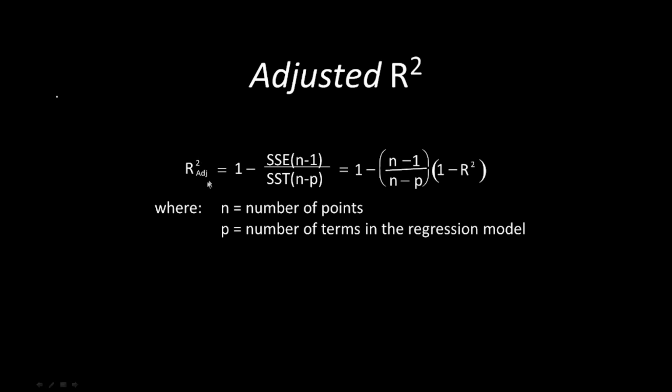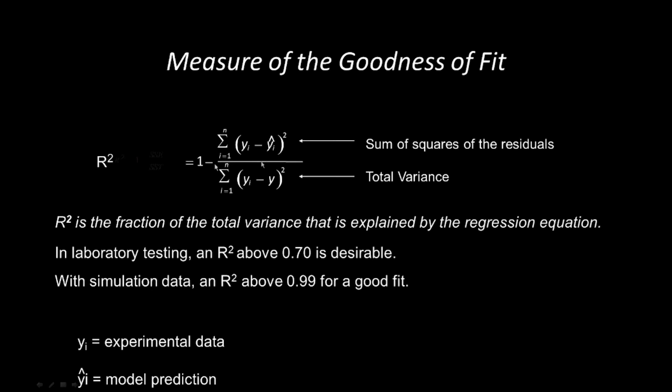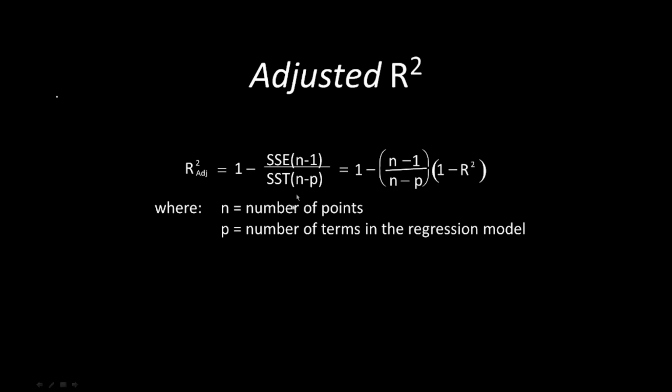There is something called R square adjusted. R square adjusted is nothing but 1 minus the sum of squares of the error divided by the sum of squares of the total, which is the total variance, times n minus 1 divided by n minus p. N is the number of data points, p is the number of terms in the regression model. That means for y equal to mx plus c, p will become 2. So we can write it as 1 minus (n minus 1) divided by (n minus p) times (1 minus R square).